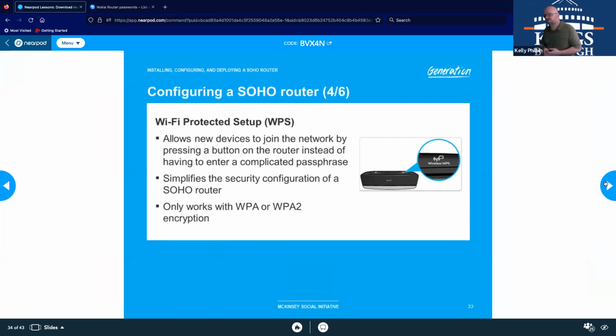WPS. Oh, this is such an amazing and wonderful and convenient technology. You press one button and you're hooked up to the internet. Oh, it's so awesome. Please go into every device you have and turn this off. Do not use WPS. This is a fully hacked standard.